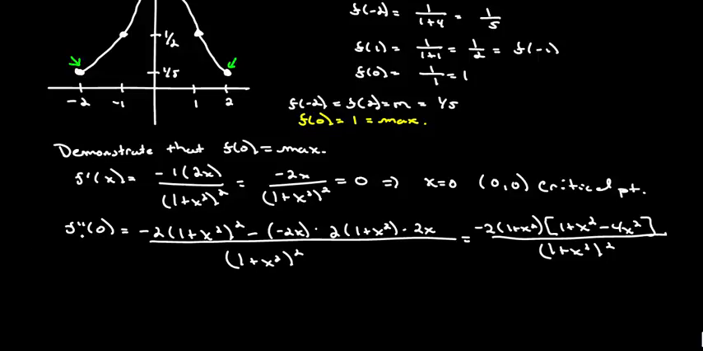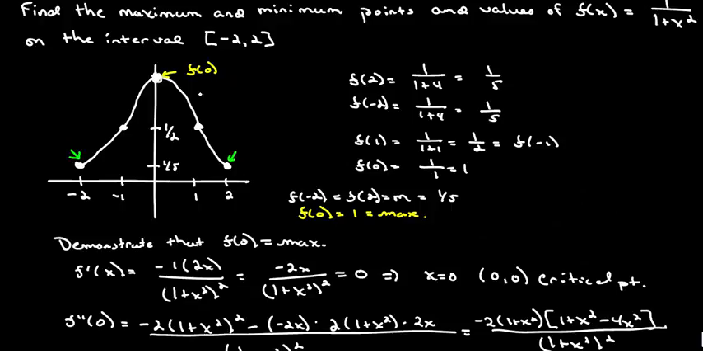Okay. So here, when the second derivative at 0, I've got to plug in 0 here, so this is going to be equal to negative 2 times 1 times 1 plus 0, and that's over 1. So this is clearly not 0. So we've found a min or a max, and so we know that this is a maximum.